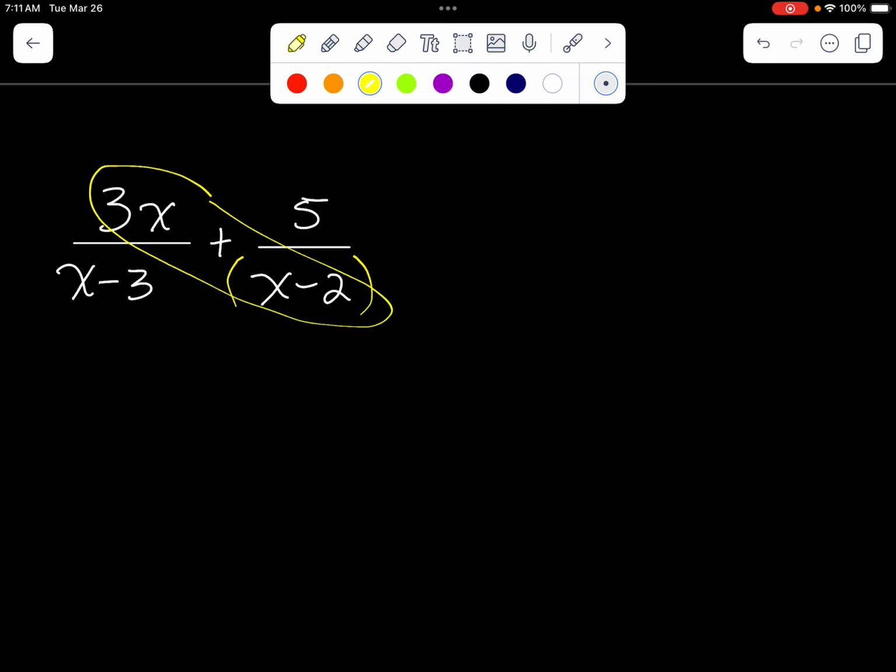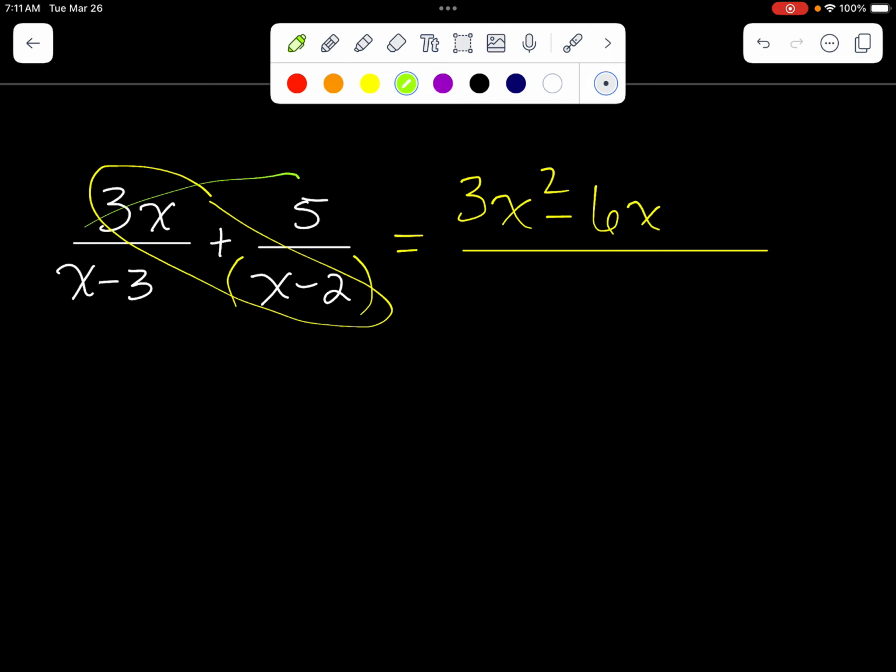So I'm going to draw my fraction bar over here. We're going to cross distribute 3x times x, which is 3x squared. Then 3x times negative 2 is negative 6x. Then we're going to cross distribute again over here. I'll put parentheses around that bottom part. 5 times x is positive 5x, so we'll add that. 5 times negative 3 is negative 15.